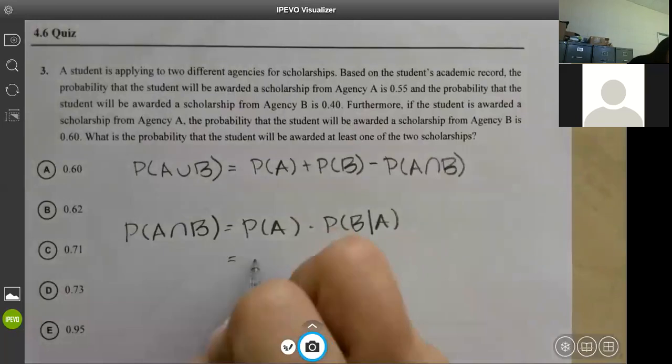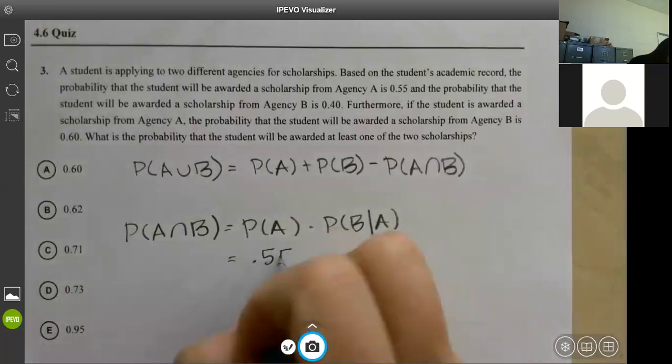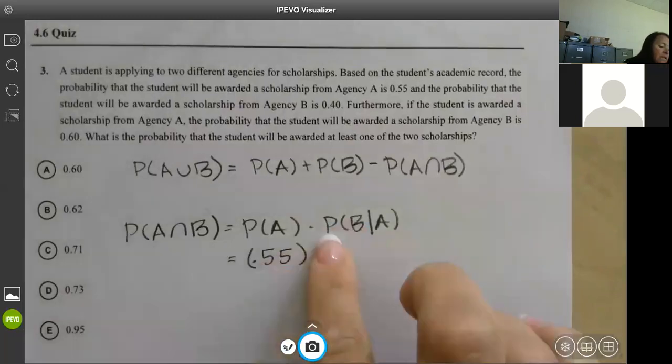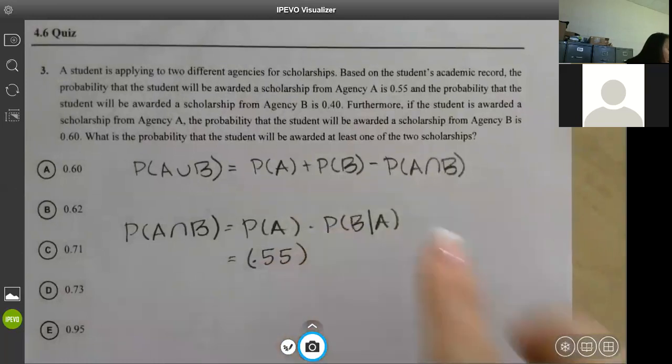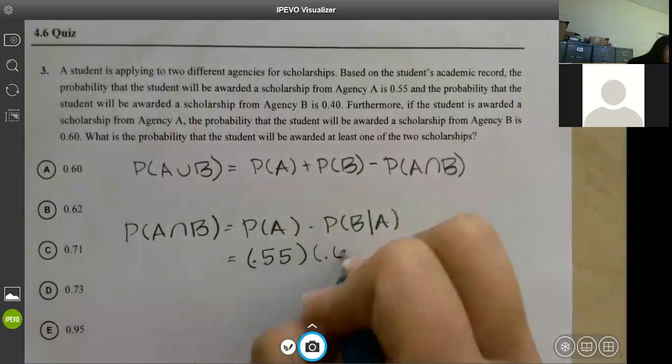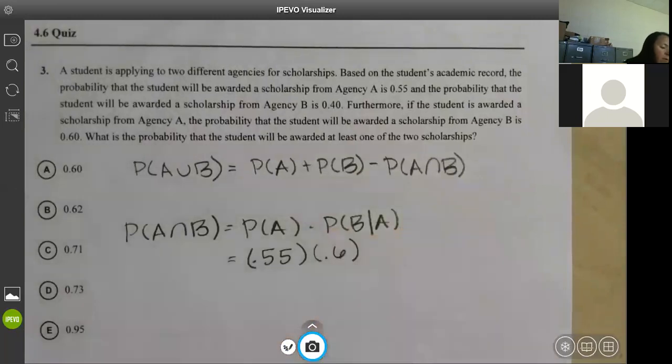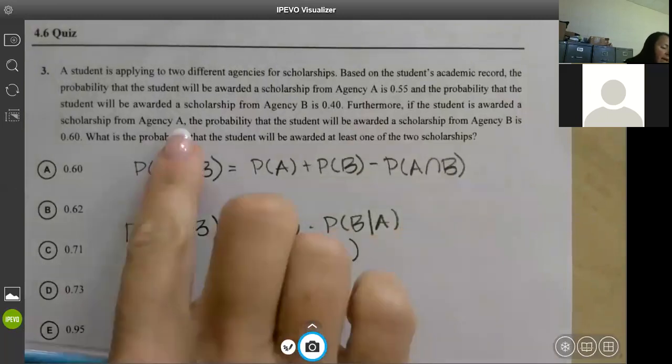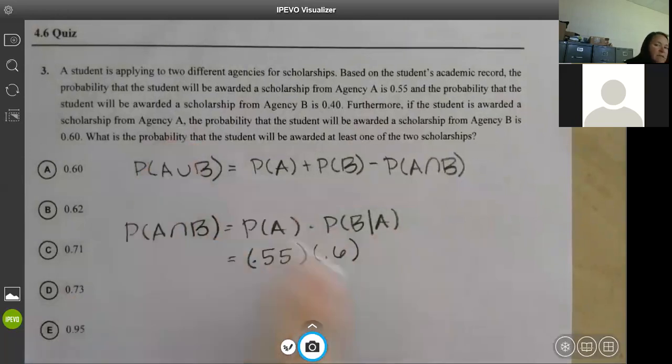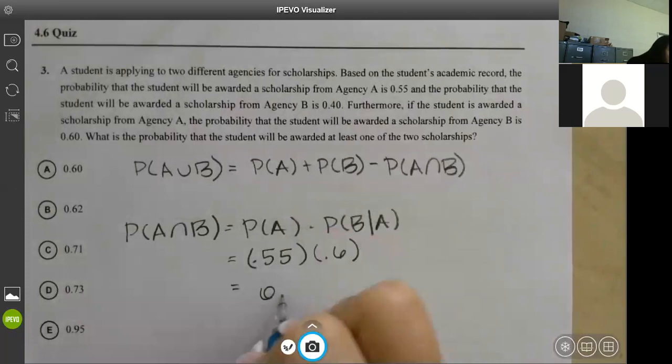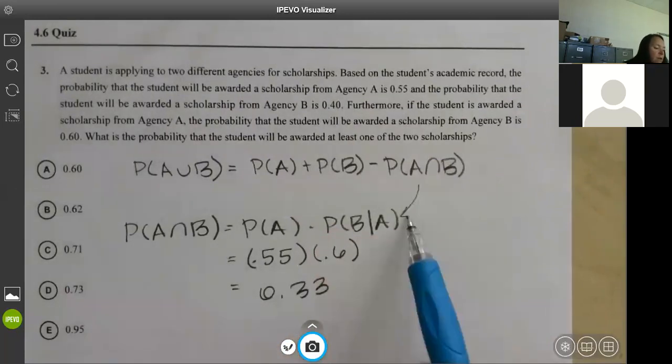So the probability of getting A is 0.55. The probability of getting B, given that you get A, is 0.6. Okay, right here, the probability that you've gotten A and you get B is going to be 0.55 times 0.6. This gives you 0.33. So we had to find this.